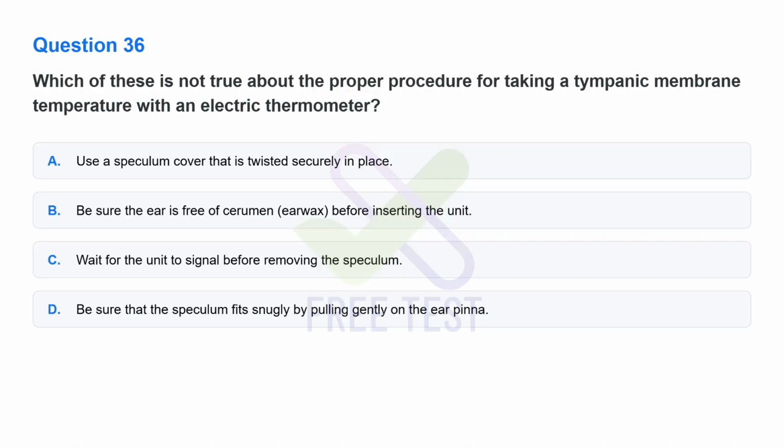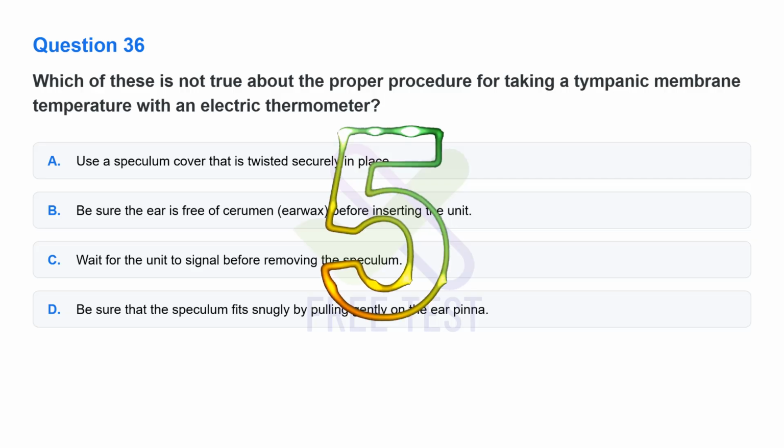Which of these is not true about the proper procedure for taking a tympanic membrane temperature with an electric thermometer? A. Use a speculum cover that is twisted securely in place. B. Be sure the ear is free of cerumen earwax before inserting the unit. C. Wait for the unit to signal before removing the speculum. D. Be sure that the speculum fits snugly by pulling gently on the ear pinna.